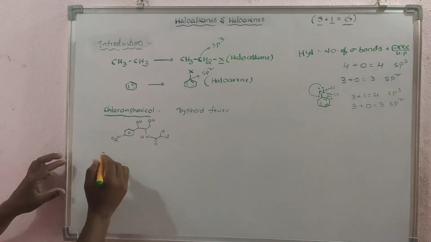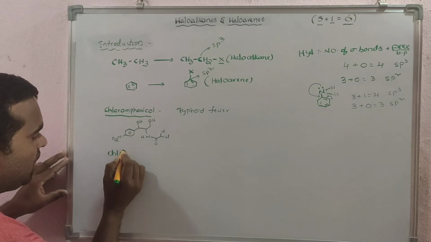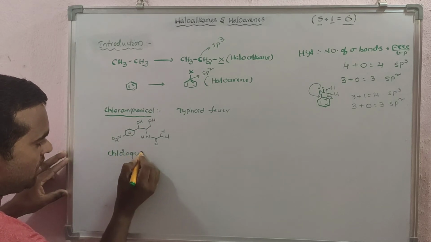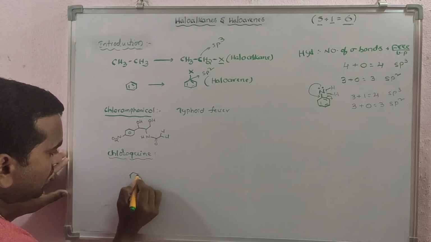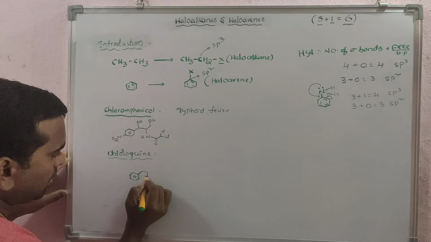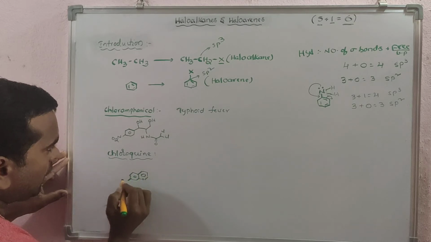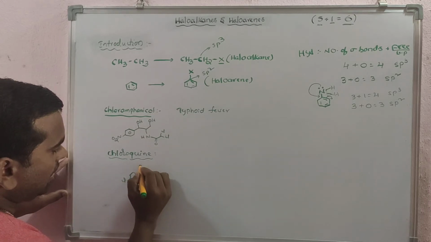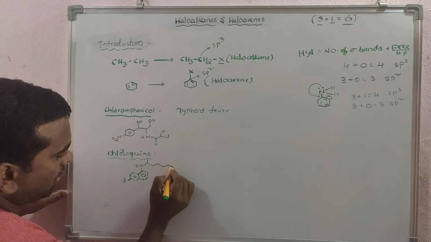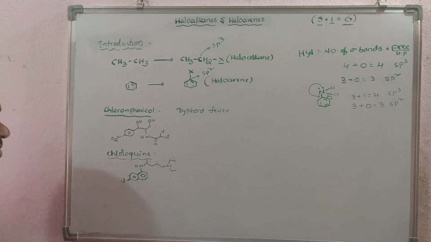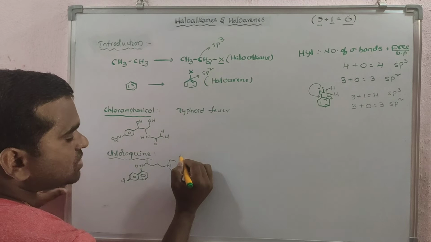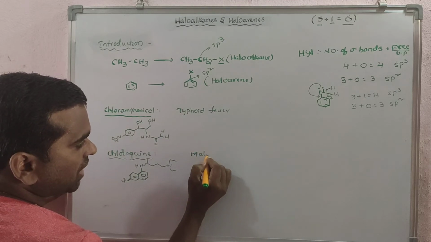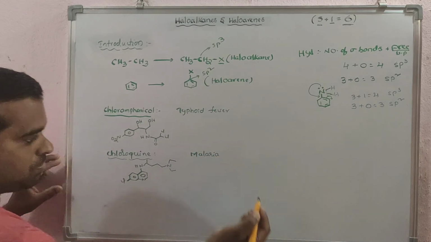Another compound is chloroquine. The structure of this compound has Cl, and there will be NH, nitrogen, and an ethyl group. This is the structure of chloroquine, and it is used in the treatment of malaria. It is used in the treatment of which one? Malaria.